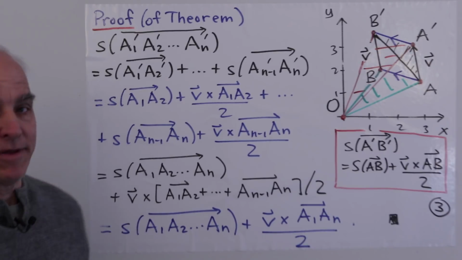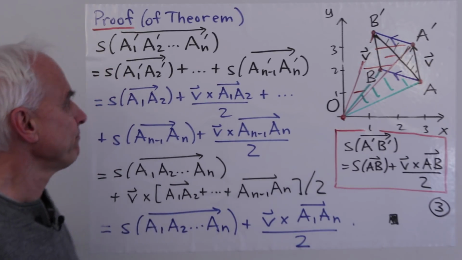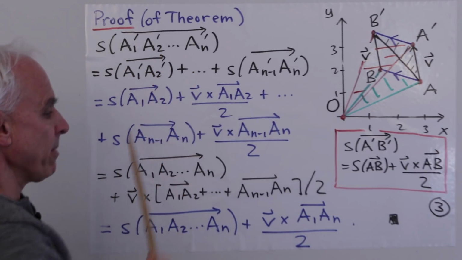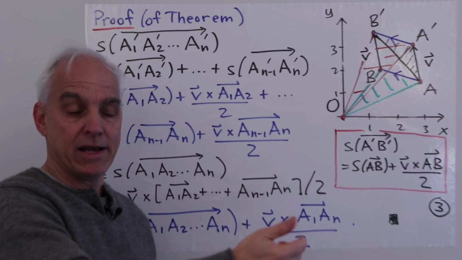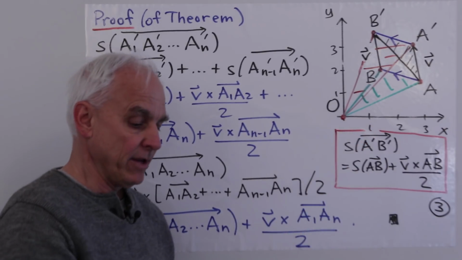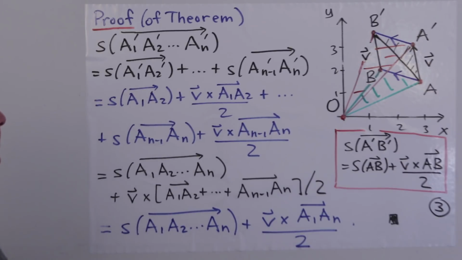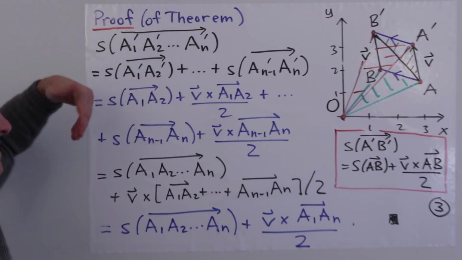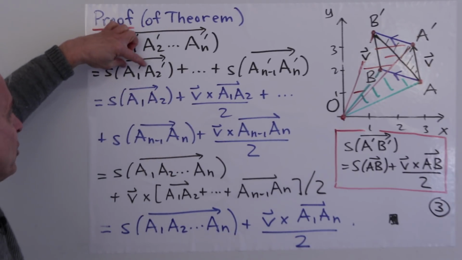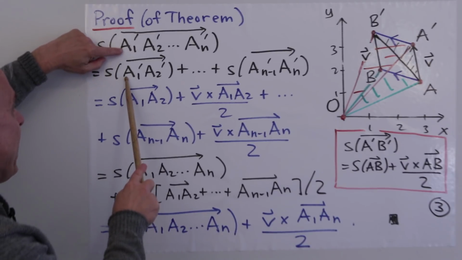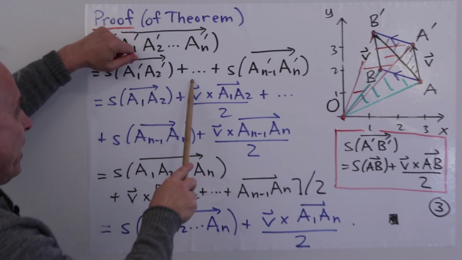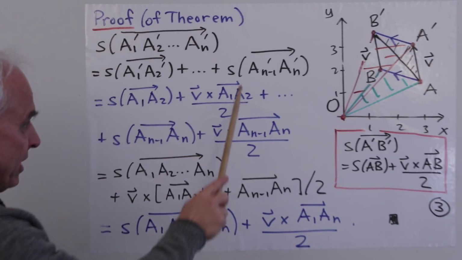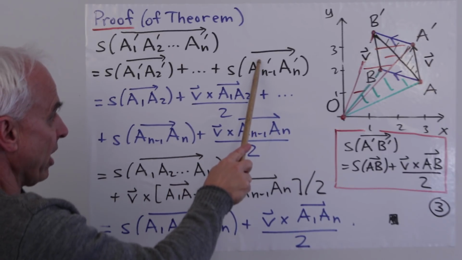So here's the proof of the theorem, where we have endpoints now. We have points A1 prime, A2 prime, up to AN prime, obtained from points A1 through AN by translating all of them by a vector V. So what do we get? Well, first of all, by definition, the signed area of such a spline will be the sum of a lot of signed areas of just oriented edges. So it's the signed area of A1 prime A2 prime, and then the next one will be the signed area of A2 prime A3 prime, and so on, all the way to the last term, the signed area of AN minus 1 prime AN prime.